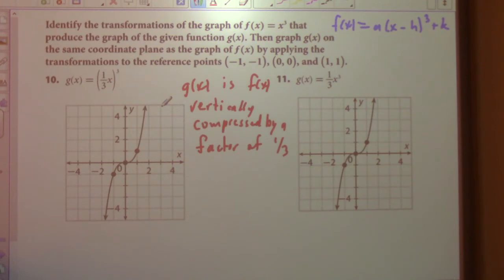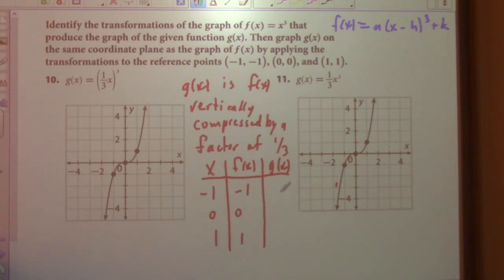Factor of 1/3, and then to graph the thing, it says we apply this. Might as well just stop the video. So we have x, f of x, and g of x. So we're going to go -1, 0, 0, and 1, 1. So what goes over here? -1/3, 0, and 1/3. And so we graph this thing.